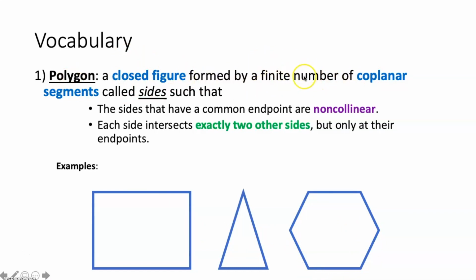Finite number just means it's not an infinite number of sides, which would eventually create a circle, and we'll show you that later on. And coplanar segments just means each of these segments has to lie on the same plane, which they do because this is a two-dimensional figure.